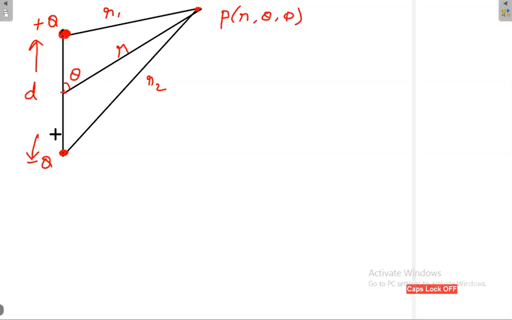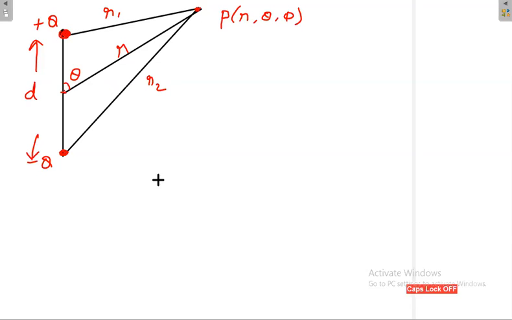Please remember that theta has one more definition also. In a spherical coordinate system, what is theta? Theta means the angle from the z axis, always the z axis.